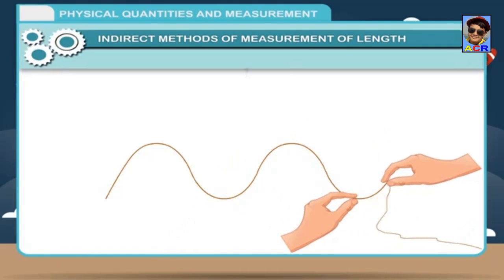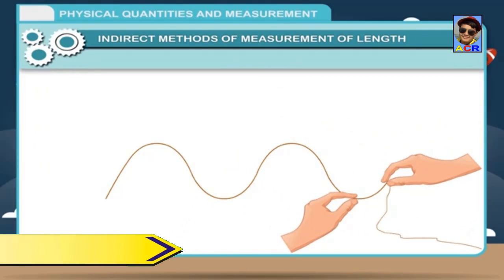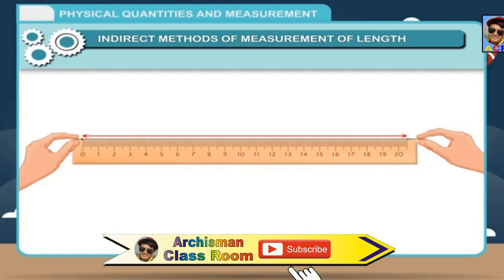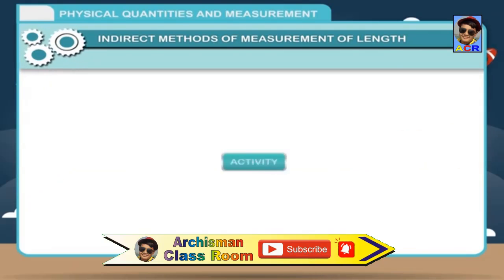Using a ball pen, put a mark on the thread where it just touches the last point on the line. Now, stretch the thread along a meter scale and measure the length from the knot to the ink mark. The length of this portion is the length of the given curved line.